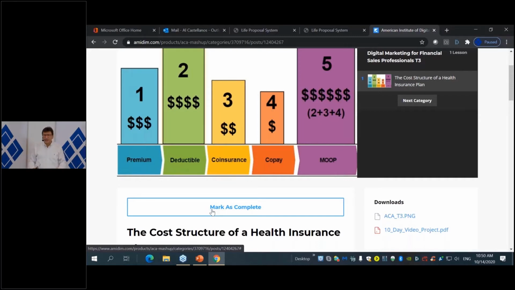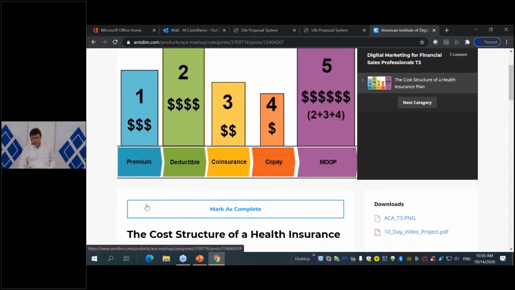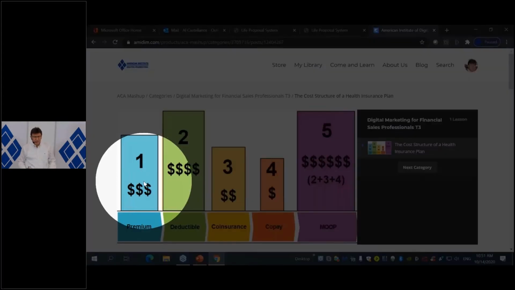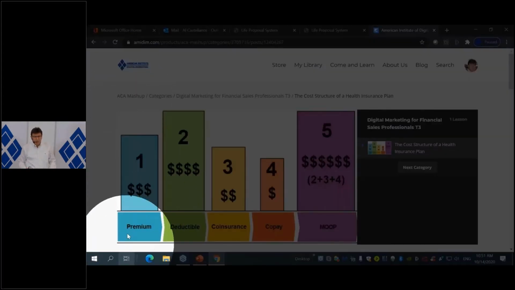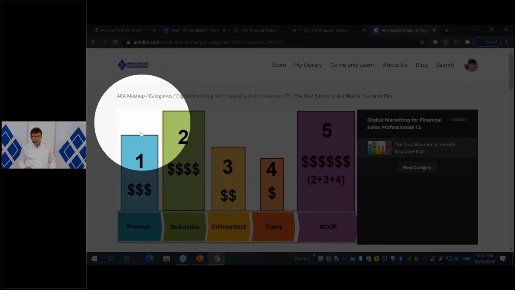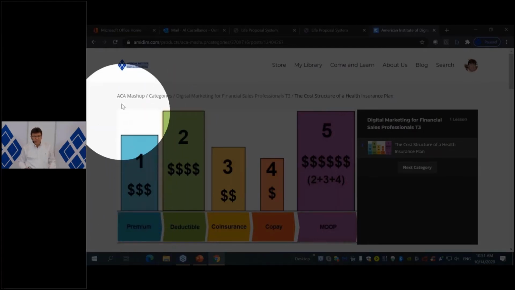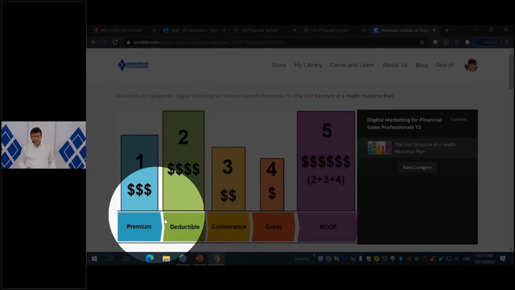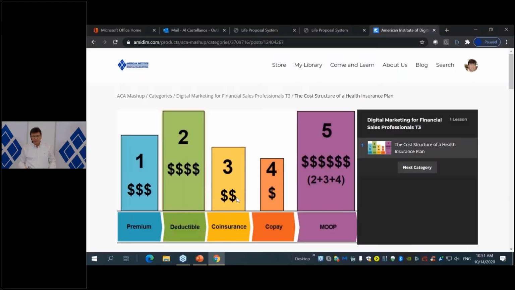One of the things that we find incredible is the fact that people do not understand the cost structure of a health insurance plan. Let me emphasize the premium differently here. Most people go with the monthly premium, and this is the driver of a decision. They're not understanding that the cost structure of a plan has many elements to it, and it can change things dramatically.